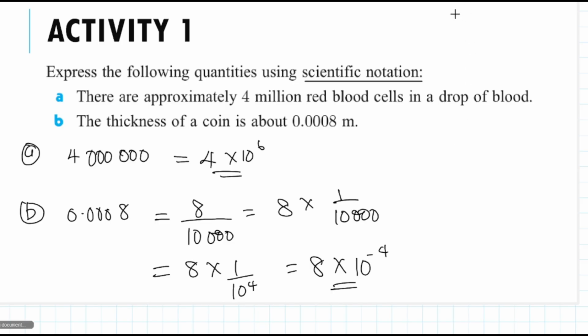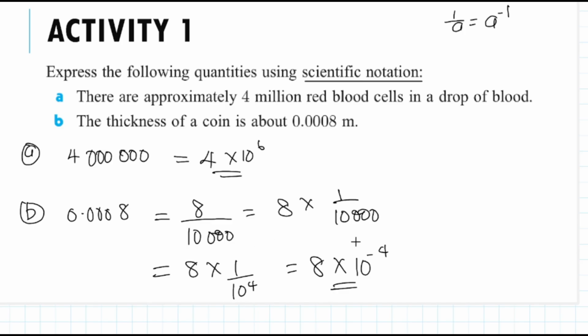Remember that 1 over a is the same thing as a raised to power minus 1. So if you don't want to go through this long step, all you need is to count the number of zeros you have, both the one before the decimal and after the decimal, that is 4, and then you write the number times 10 raised to power minus 4.